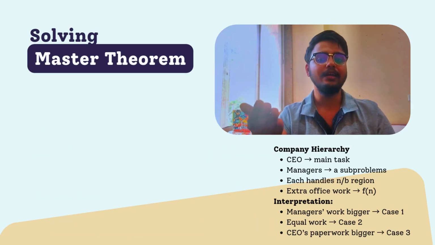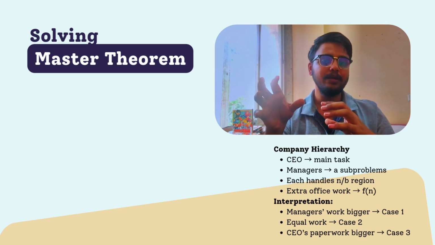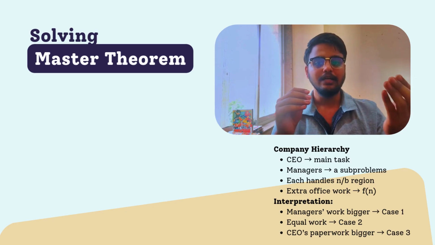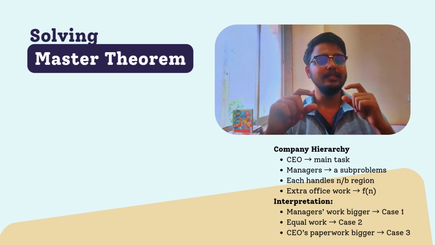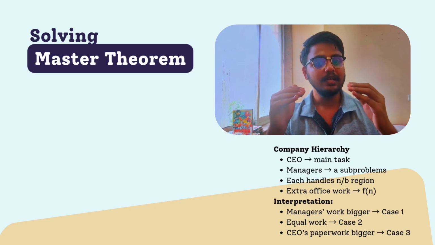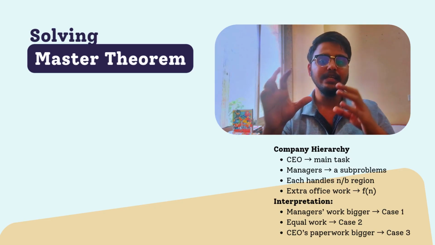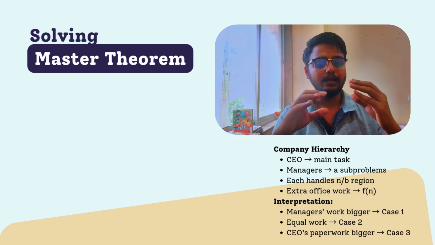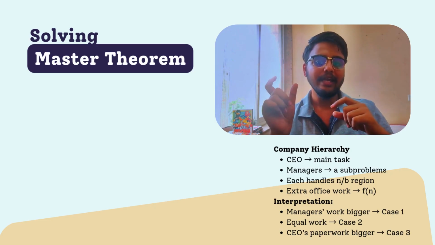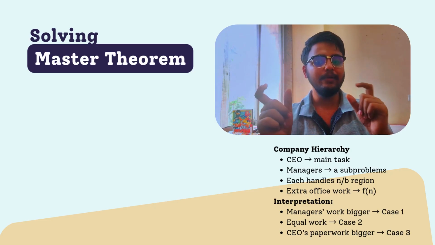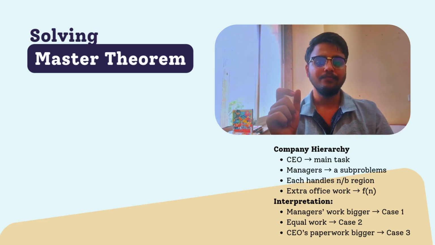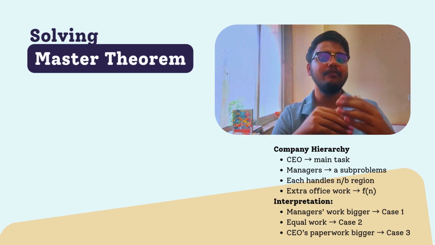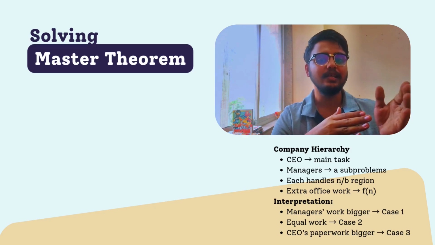Understanding it with a real life analogy, think of a company structure where the CEO is assigning the work. This is your main problem, that is of size n. The manager gives us the sub problems. If the CEO gives work to managers, each handling 1 upon b amount of the region, where a is the number of sub problems and b is the division factor. Now office work, that is f of n, this is the extra paperwork the CEO does outside the delegation.